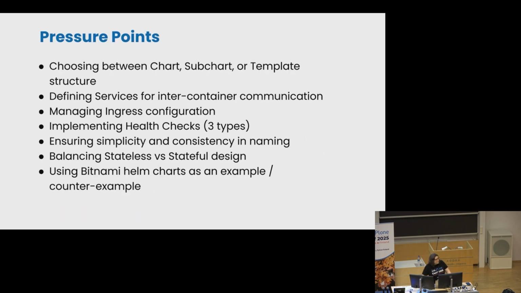The pressure points that we had during the migration from Docker Compose to Rancher to Kubernetes were chart, subchart, template, we don't know. Services, how do they work? What kind of service should we use? The services are basically the way that the containers communicate between each other, because they don't communicate directly, they use a Kubernetes service.